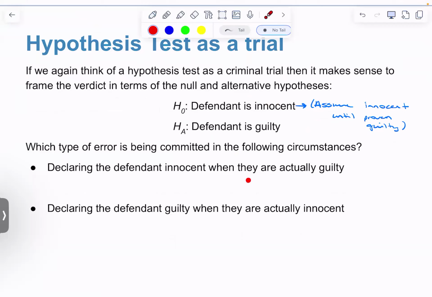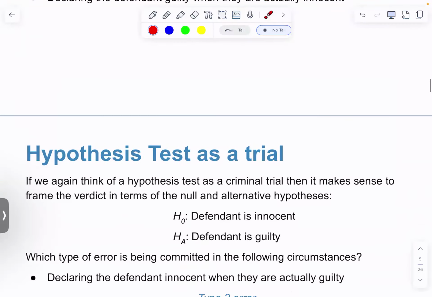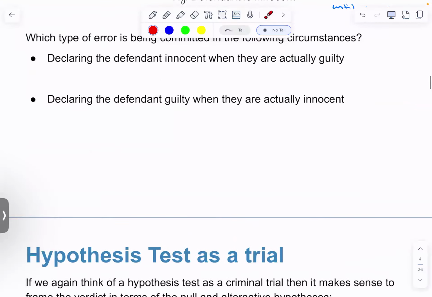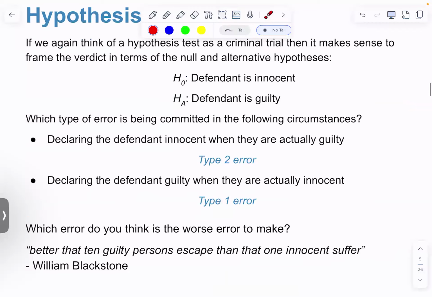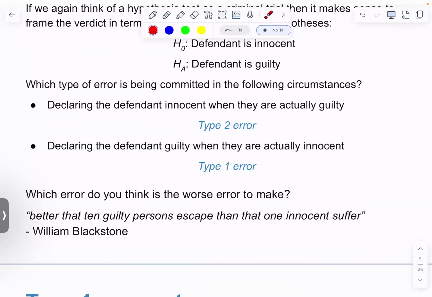Okay, fine. I'll just skip to the solutions here, because these, I find you really need to sit down and think about, right? But I'll just talk about why it's a type 2 and a type 1 error.